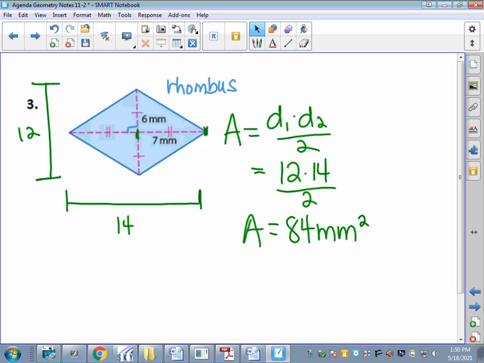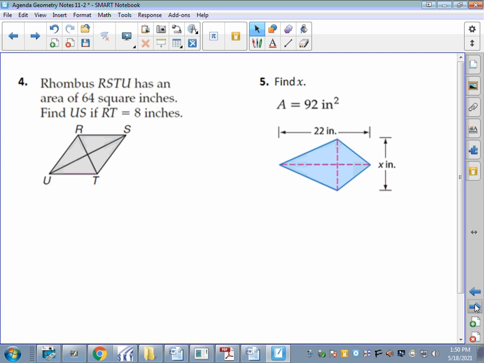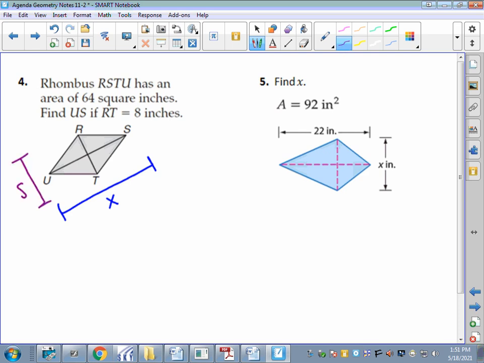Everybody's good. This seems easy, right? All right, so let's make you think a little bit. This is way too easy for you. Number 4, it says rhombus RSTU has an area of 64 square inches. Find US if RT is equal to 8. So here's US. I'm going to put an X on there. Here's RT. They tell us that's 8. And they also tell us this.